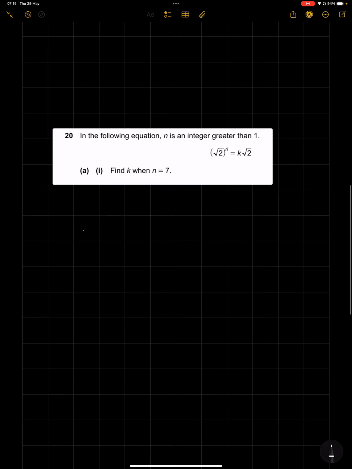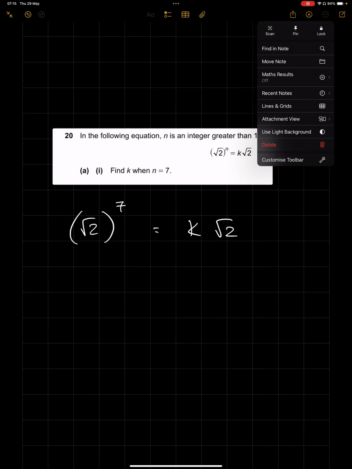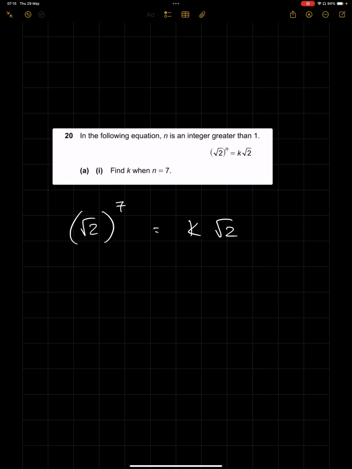Now let's write down the question. Root 2 to the n is equal to k root 2. And we're told that n is equal to 7. So let's substitute n for 7. So what does this mean? It's saying that root 2 to the power of 7. That means root 2 multiplied by itself 7 times.